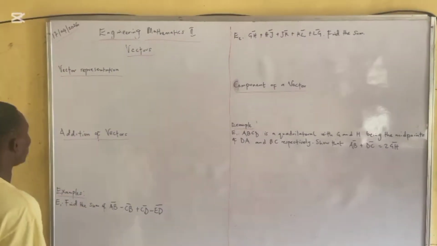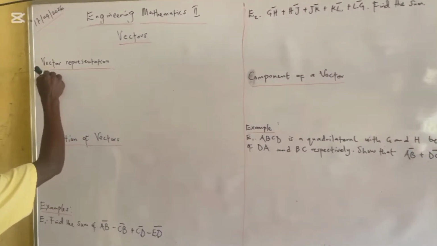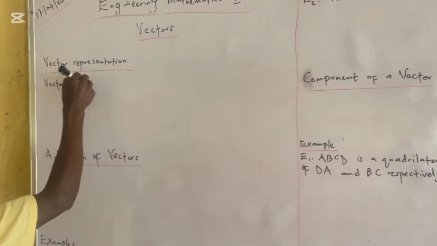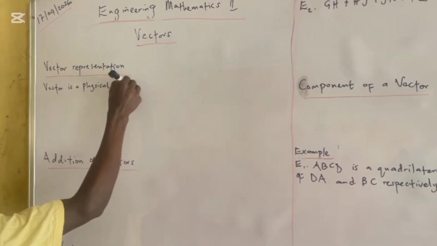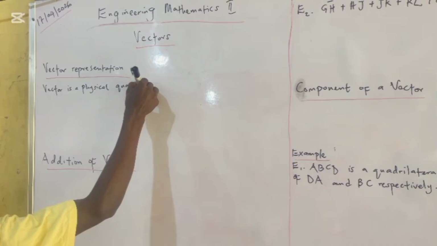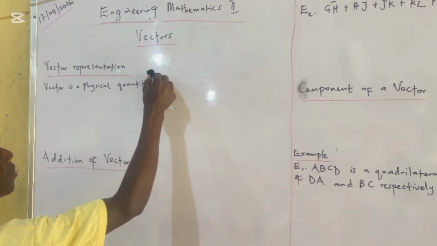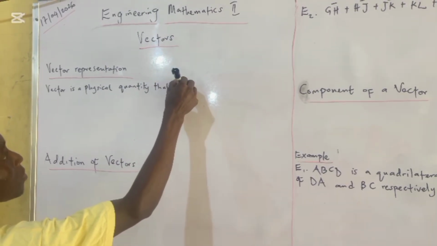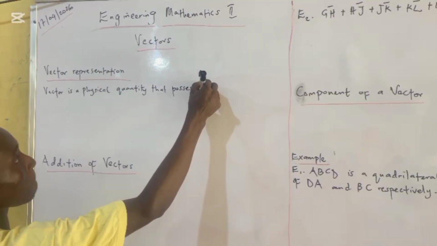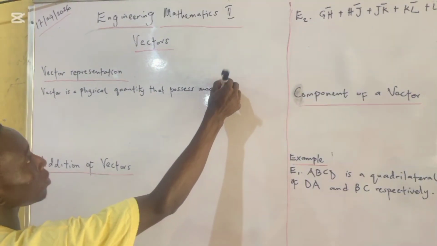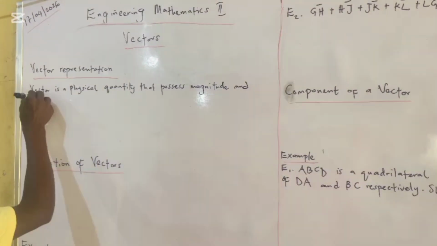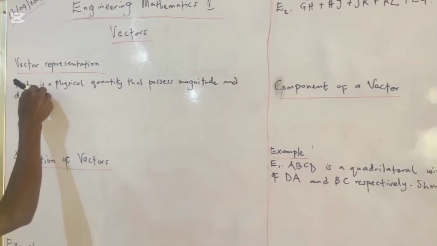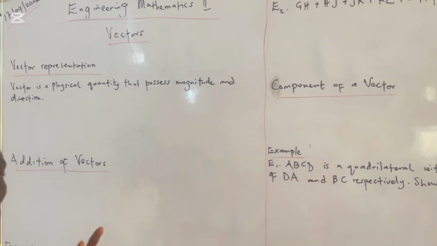So when we say vector, let me just define. A vector is a physical quantity that possesses magnitude and direction. Now, it possesses magnitude and direction.